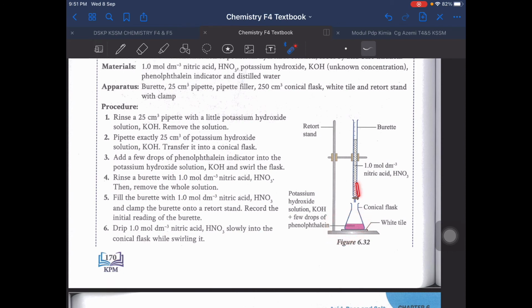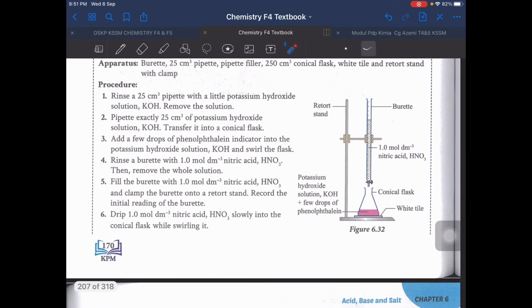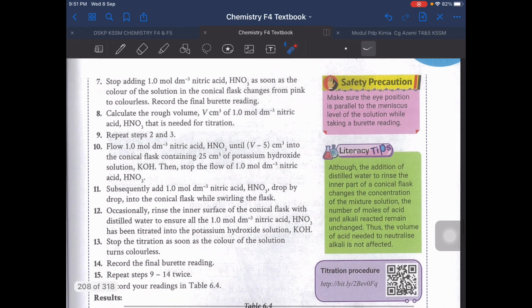Jangan lagi tambah di dalam. Okay, record the final burette reading. So, dia punya bacaan akan menurun lah. From here, maybe akan turun ke sini. So, you record what is your final reading. Calculate the rough volume of 1.0 mole per cubic decimeter nitric acid that is needed for titration. Okay, kamu perlu kira. Tolaklah, tolak.